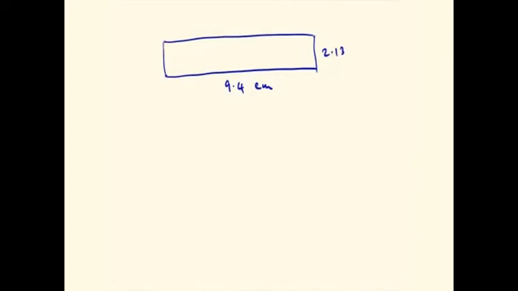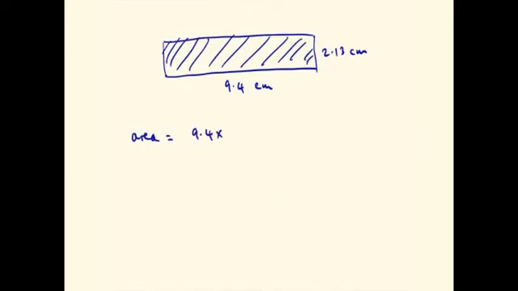Okay, let's do an example with multiplication. Suppose I take a rectangle which is 9.4 centimetres wide and 2.13 centimetres high. Right, so the area is obtained by multiplying the numbers together. 9.4 times 2.13. Okay, if you type that into your calculator, it's a little bit hard to do in your head, you should get 20.022.